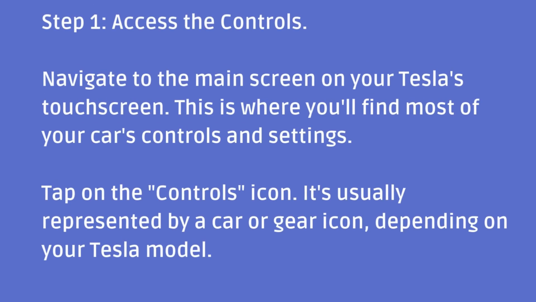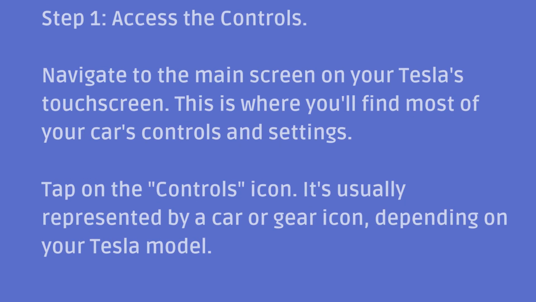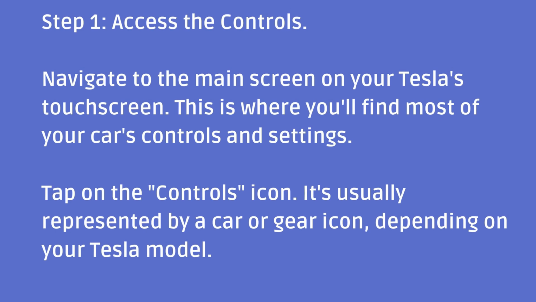Step 1. Access the controls. Navigate to the main screen on your Tesla's touchscreen. This is where you'll find most of your car's controls and settings. Tap on the controls icon. It's usually represented by a car or gear icon, depending on your Tesla model.